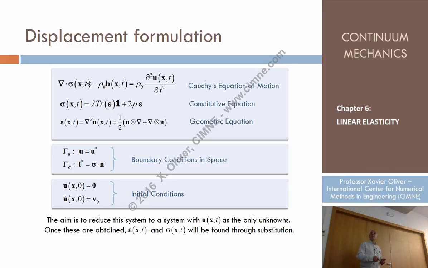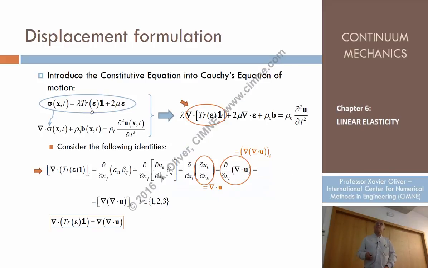So finally, the Cauchy equation will be a set of 3 equations with just 3 unknowns, which will be the displacements. So that is the job: how to transform these equations and make them written just in terms of the displacements. That is what is written here, right?